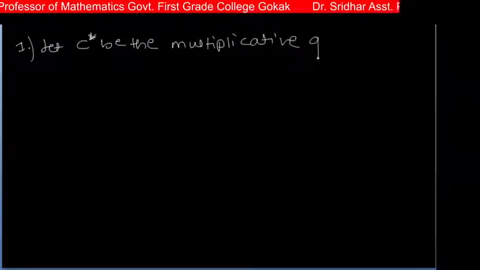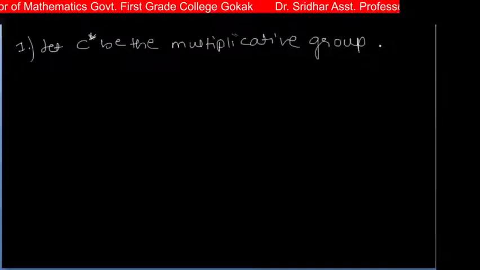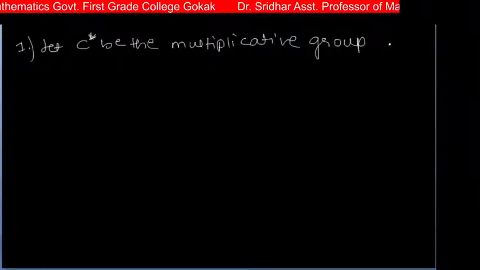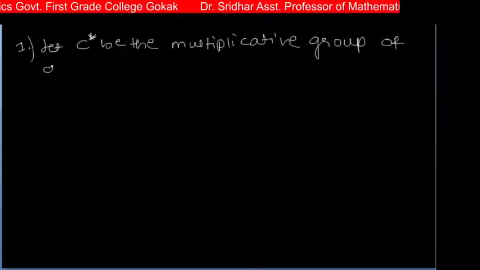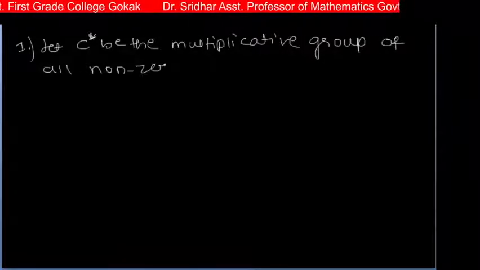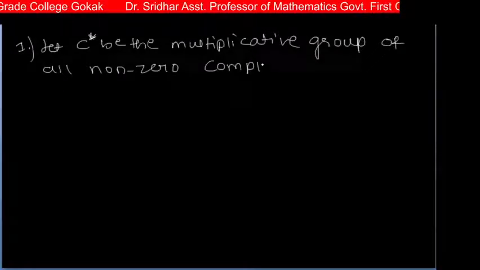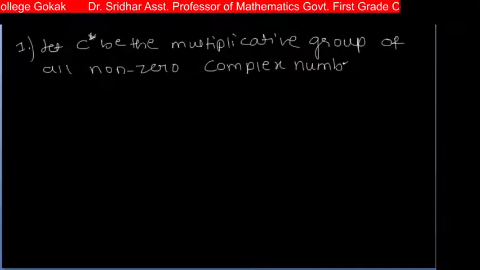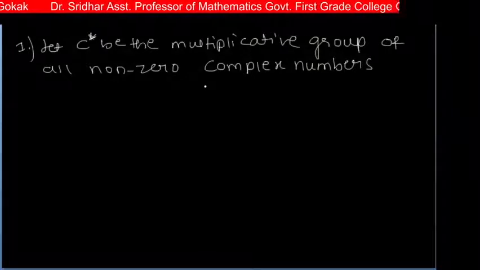So here are some examples. First one, let C star be the multiplicative group of all non-zero complex numbers.